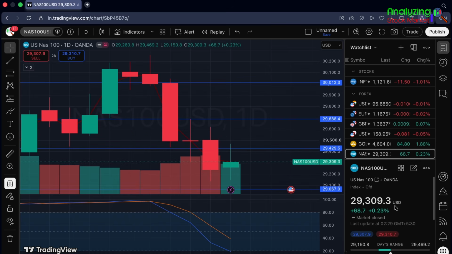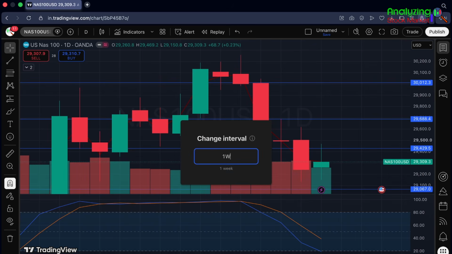Now I'll be talking about what is going to happen in the coming week. I'll also be marking some important support zones and resistance zones, which will help you to take better stop loss and target levels according to your bias for this week. So do mark these levels on your chart as well. Now let's talk about my opinion.